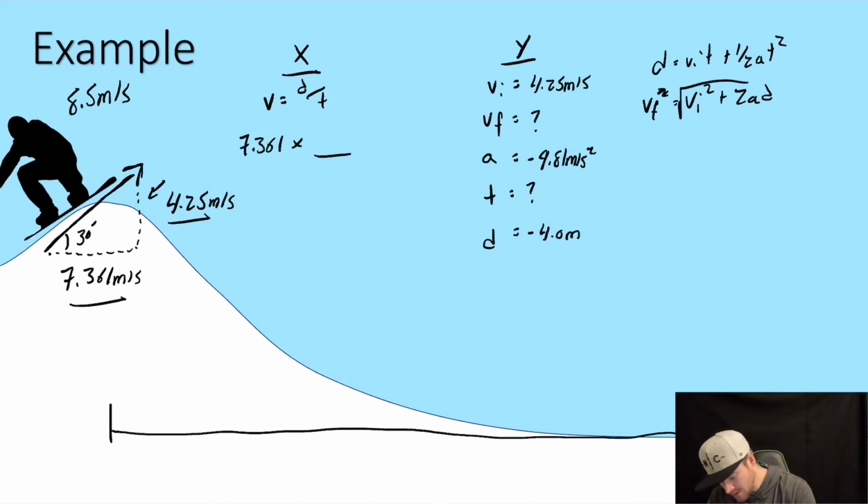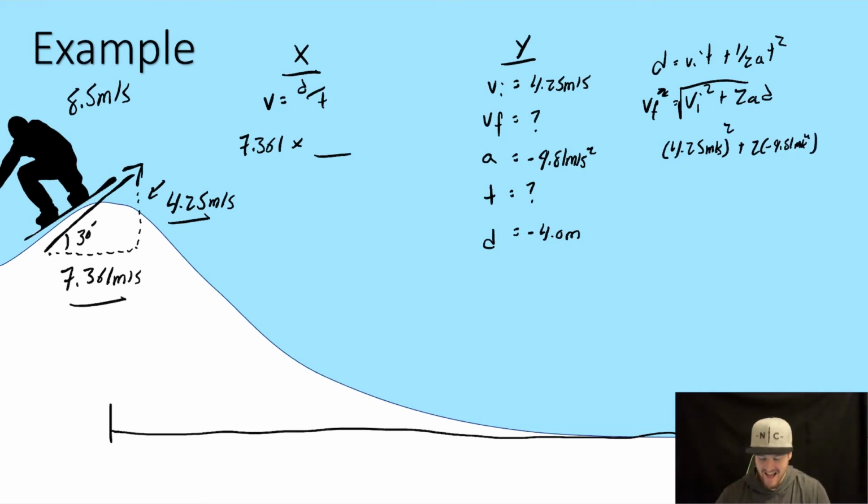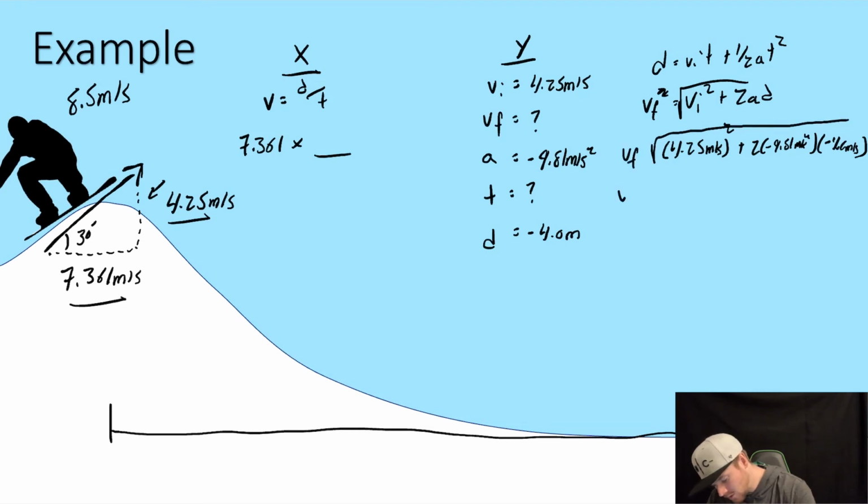The rearrangement, not too hard, just take the square root to get v_f. Let's put in v_i of 4.25 meters per second. Square that number. Plus 2 times negative 9.81 meters per second squared, but now times negative 4. That negative 4 becomes very important here so that we keep the signs correct. And then we take our square root, and I'm getting a number for v_f to be 9.8256. Let's keep lots of digits.